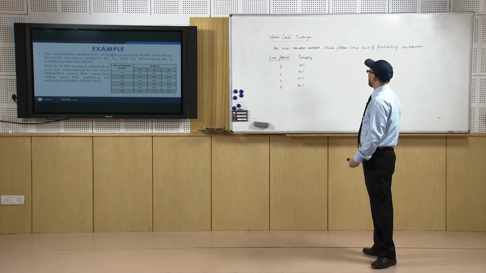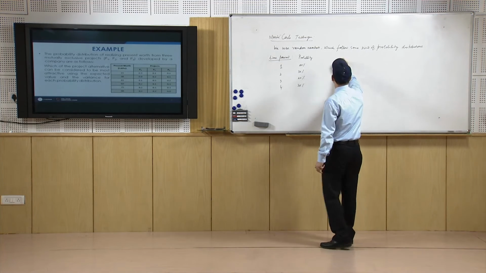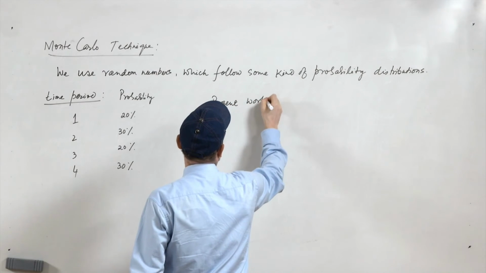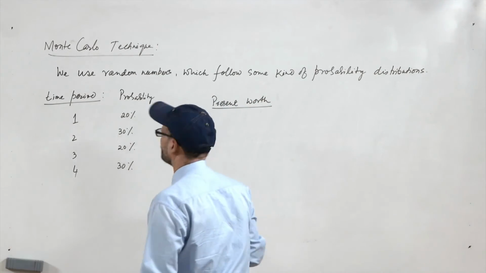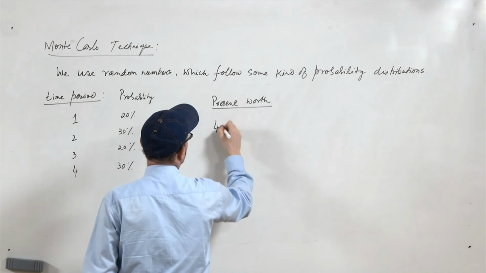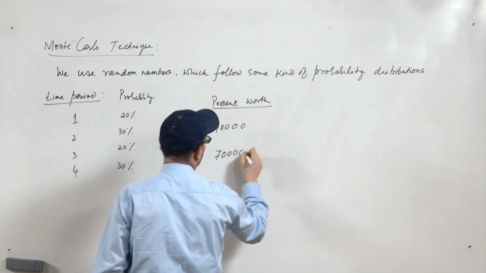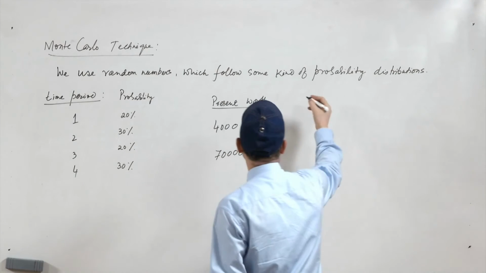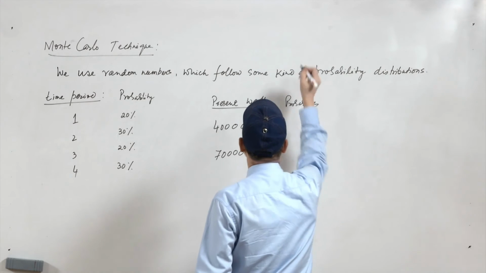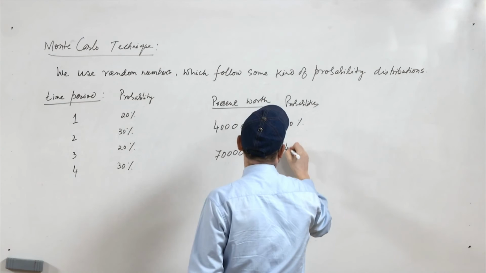Then there are two possibilities of, suppose, present worth. You may have the present worth either as 40,000 or 70,000, and its probabilities are also given, maybe 60% and 40%.